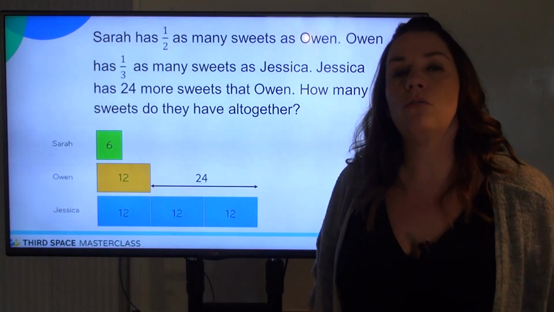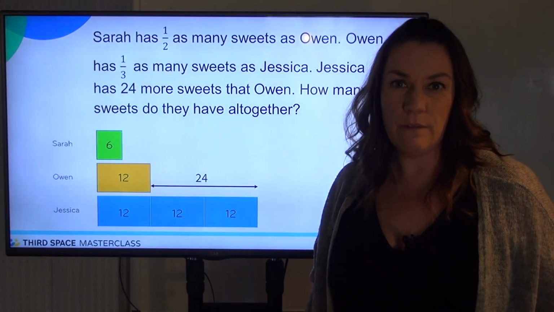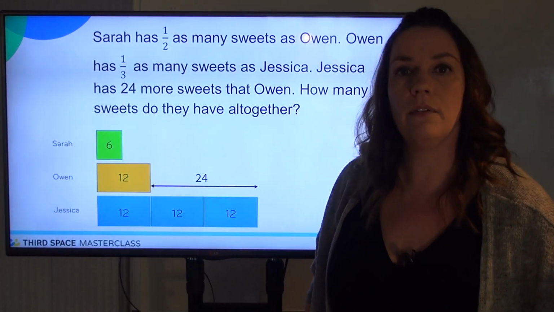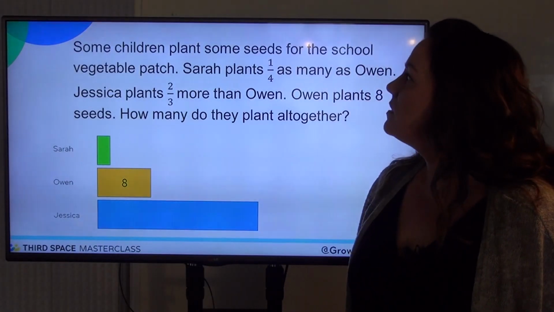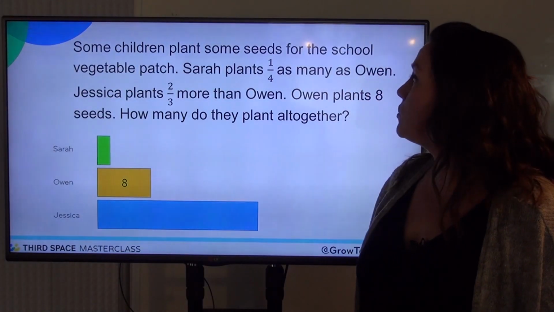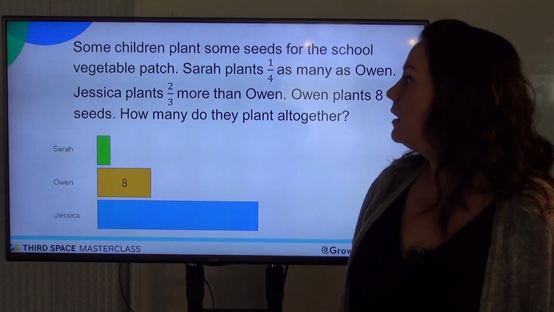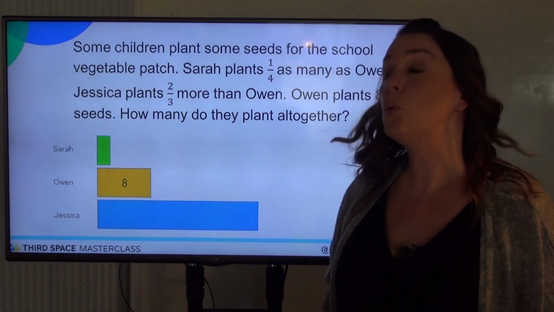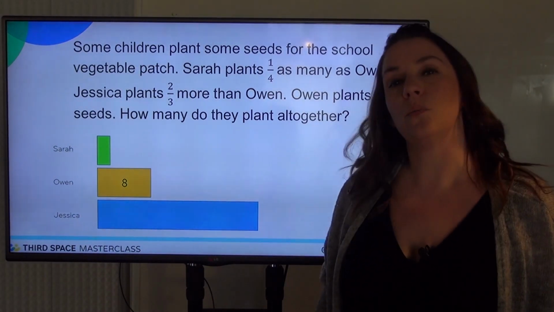The important thing when you're introducing a bar model is to give pupils practice using variations of a similar problem. So let's have a look at one now. Here I've got a really similar problem involving fractions again and the similar sorts of arrangement of the bar. So some children plant some seeds for the school vegetable patch. Sarah plants 1/4 as many as Owen, and Jessica plants 2/3 more than Owen. Owen plants 8 seeds. How many do they plant altogether?